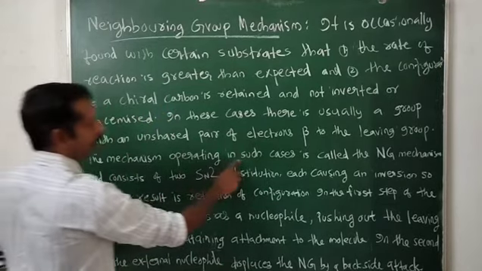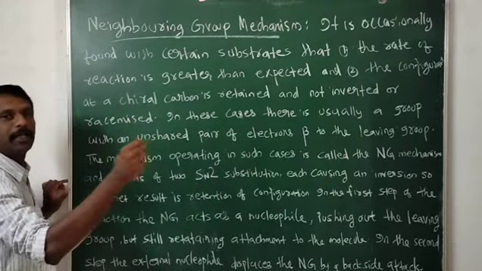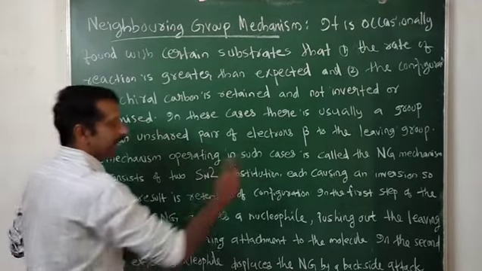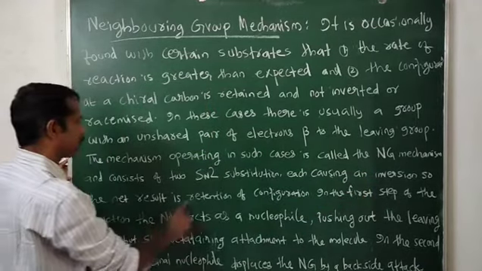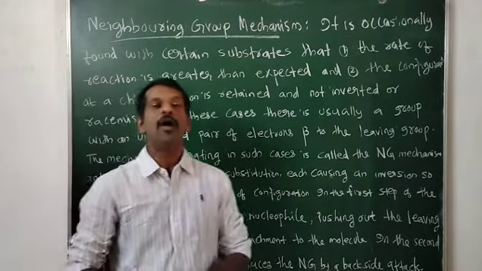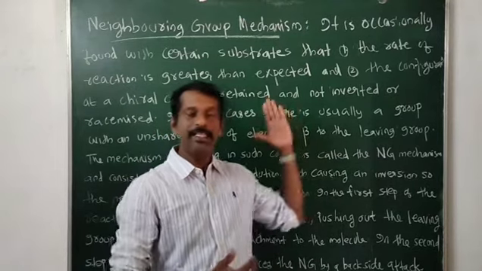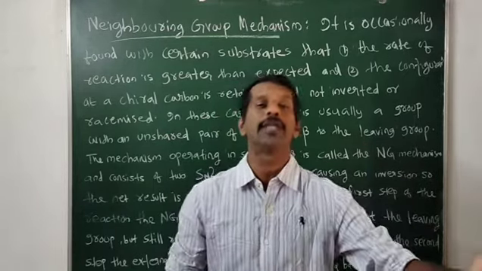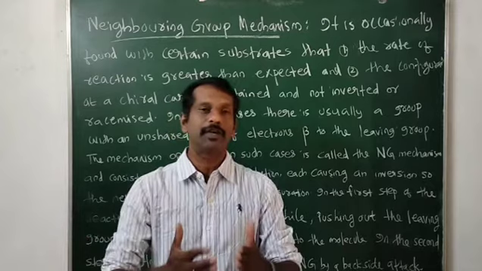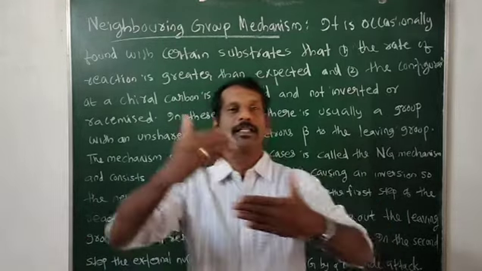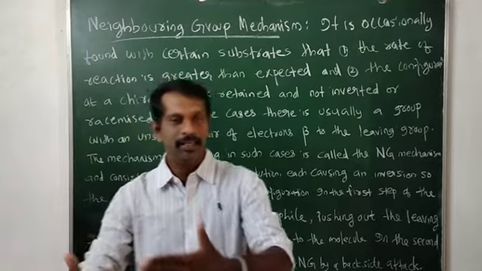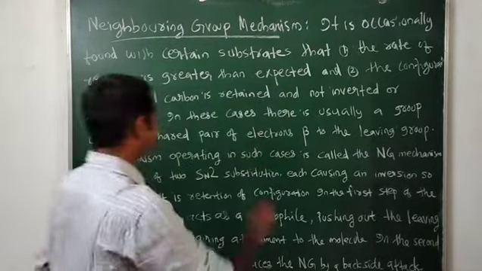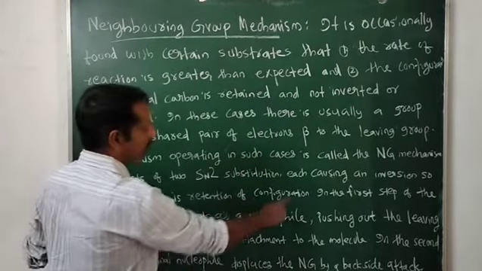The mechanism operating in such cases is called neighboring group mechanism, and it consists of two SN2 substitutions, each causing an inversion, so the net result is a retention of configuration. So why is there a retention of configuration? In this type of mechanism, there are two consecutive SN2 reactions. In the first SN2 reaction, there is an inversion of configuration, and with one more SN2 reaction, we get retention of configuration. The net result is retention of configuration.